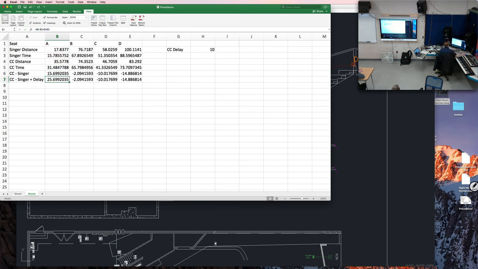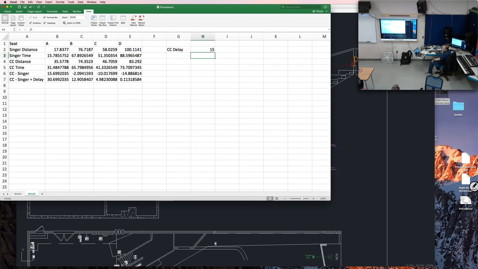Okay, so here I go, boom, boom, boom. And they're all responding. So now if I change this value, if I put it up to 20, for example, they all change. If I add 20 milliseconds of delay to the center cluster, that means I'm actually going to hear an echo at the front row, because it's 35 milliseconds. So that's no good. I can't do 20 milliseconds. If I do 15, I'm close, right?